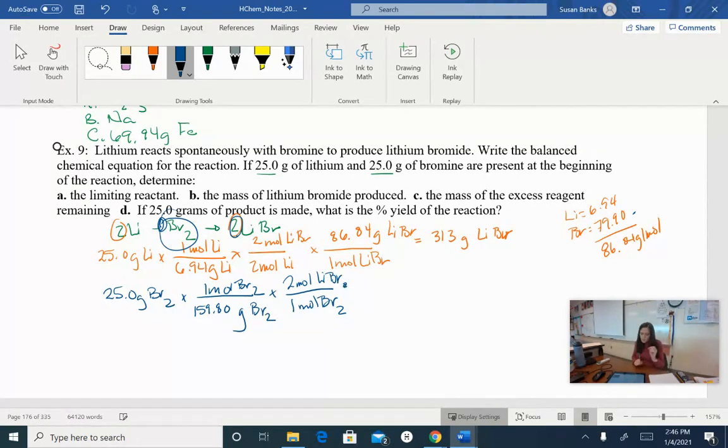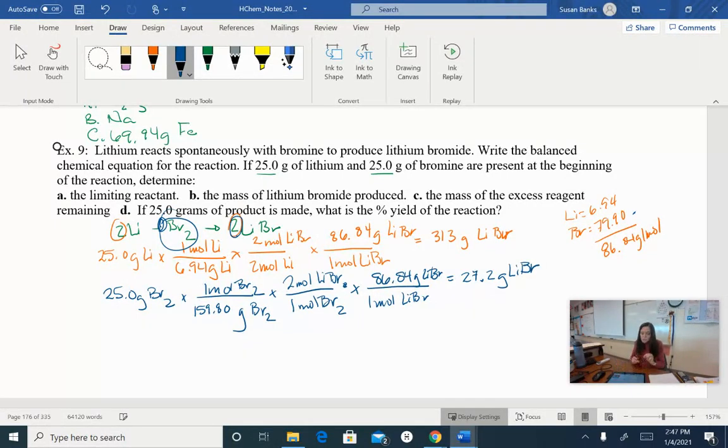Okay, so I've used my ratio to go from moles of what I know into moles of what I want to know. And then my last step is to use the molar mass to get back to grams. So 1 mole of lithium bromide is 86.84 grams of lithium bromide. Once again, I have 3 significant figures. So when I do this math of 25 divided by 159.8 times 2 times 86.84, I will get that I can make 27.2 grams of lithium bromide.